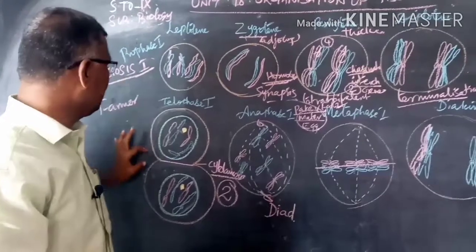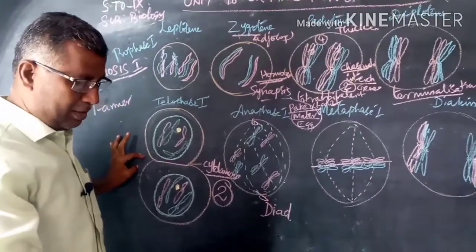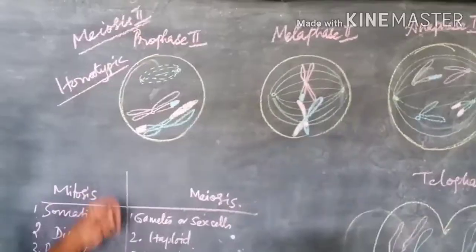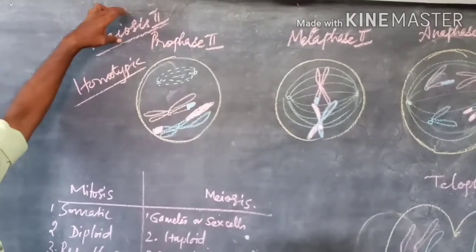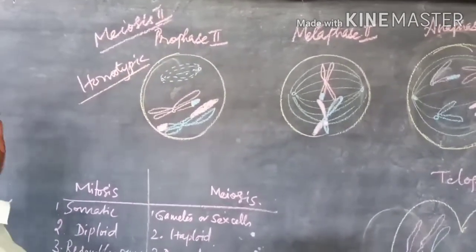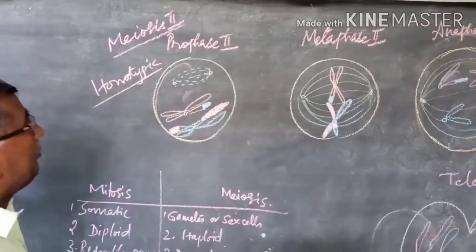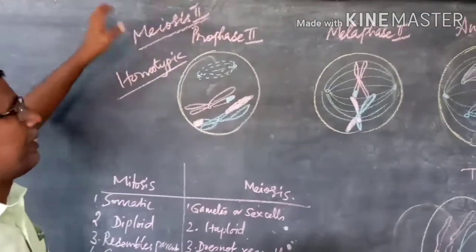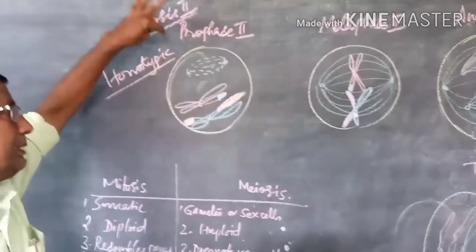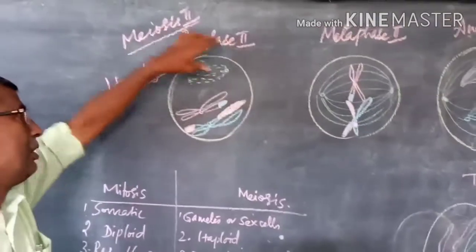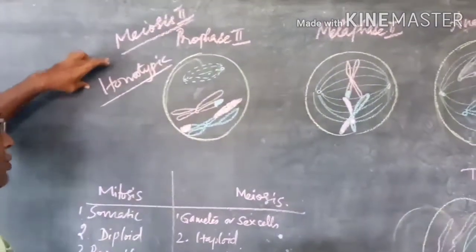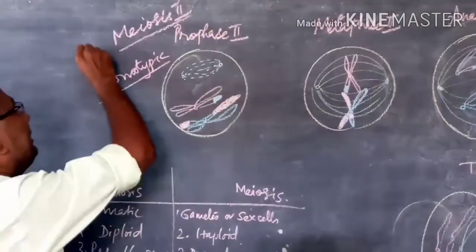So at the end, two daughter cells are formed. Understand? Next is meiosis 2. The two daughter cells formed during meiosis 1 are further divided into 4 cells. The first stage is prophase 2. Meiosis 2 is always known as mitotic division.